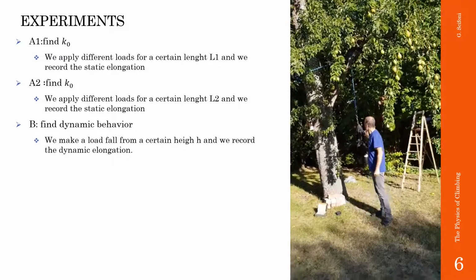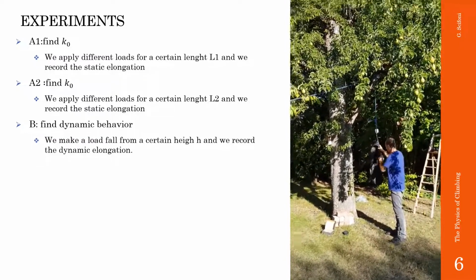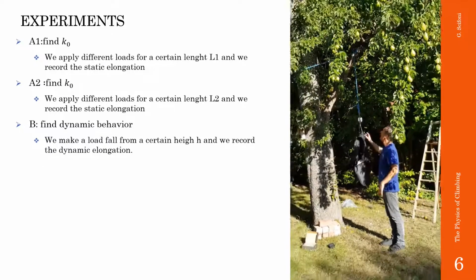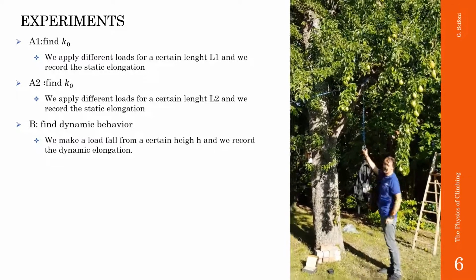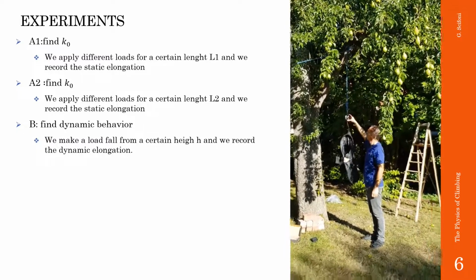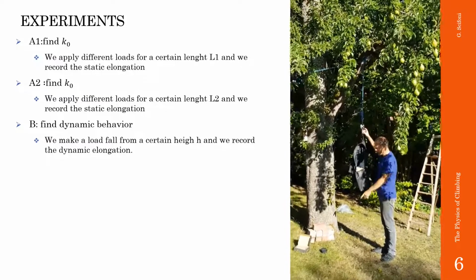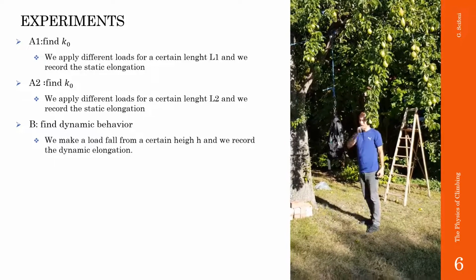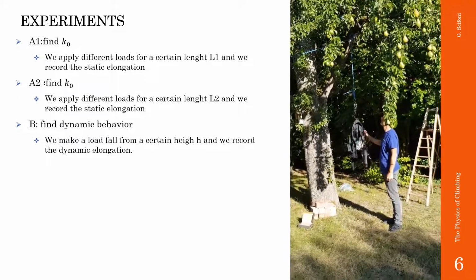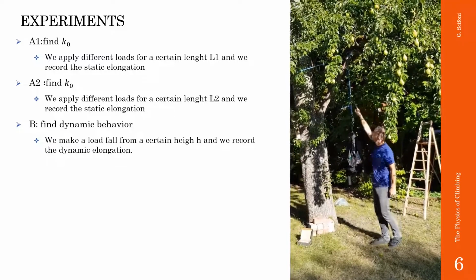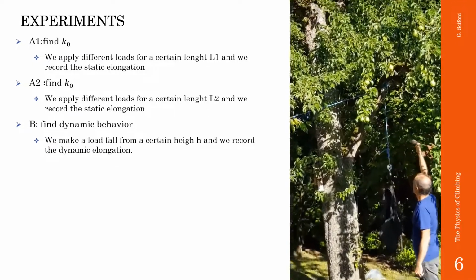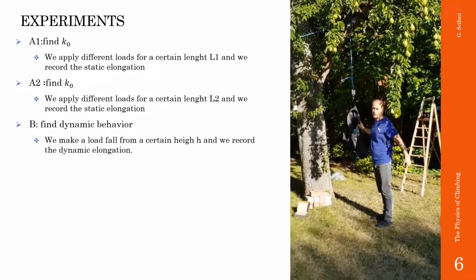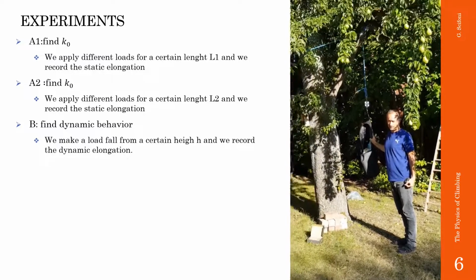First step, we leave this sack hanging with different weights, and we assess the elongation of the rope and the load by means of the dynamometer and by means of a tape meter. Second experiment, we will try to leave the sack fall from a certain height, and we assess if the elongation of the rope increases because of the fall.